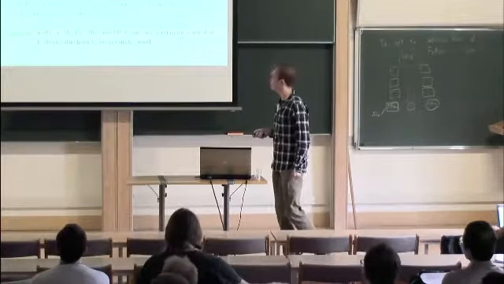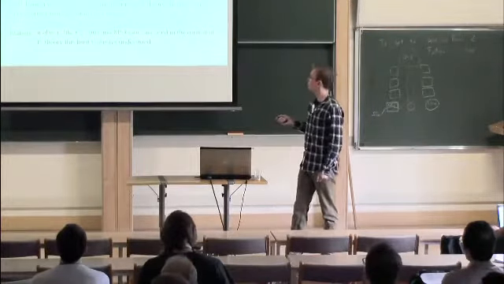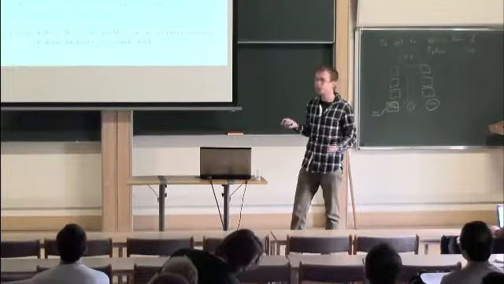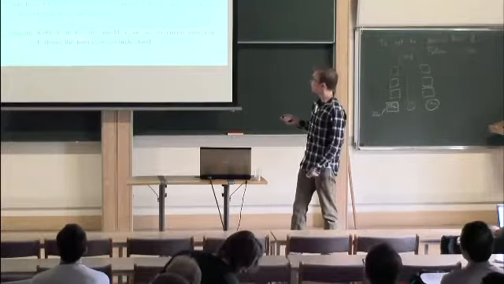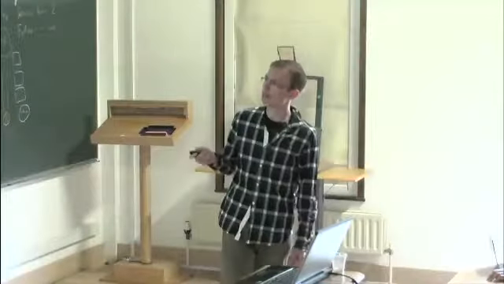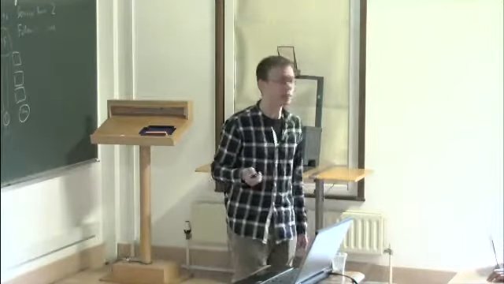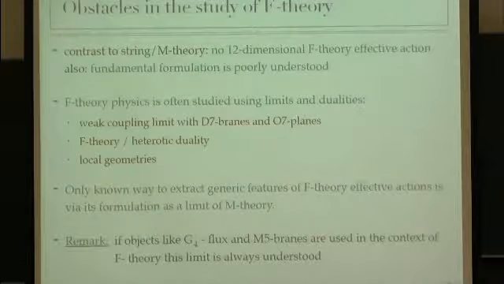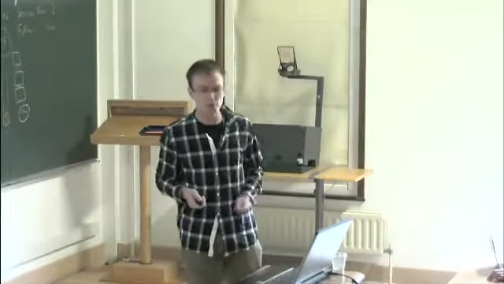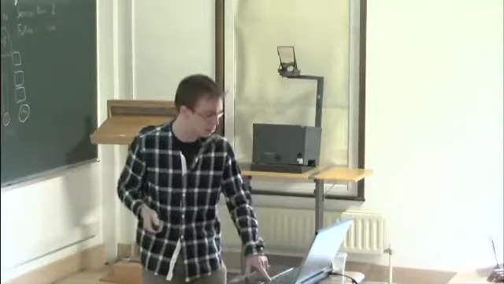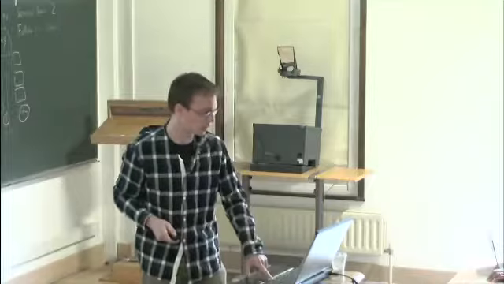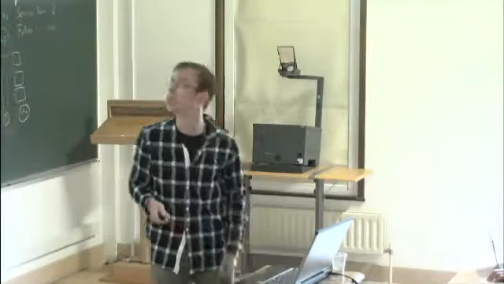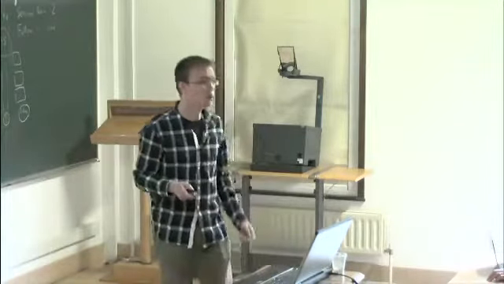However, to my belief, the only known way to extract generic features of F-theory effective action is using its formulation via M-theory. And what I want to point out to the non-experts is, if you hear something like G4 flux and M5 branes, this kind of limit between M and F-theory should always be understood. Because, I mean, here it's pretty obvious, but also a G4 flux in a generic F-theory compactification, it is not a priori clear what that means. It needs some interpretation.